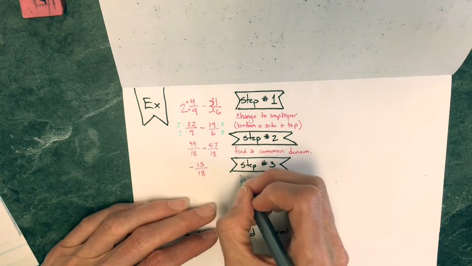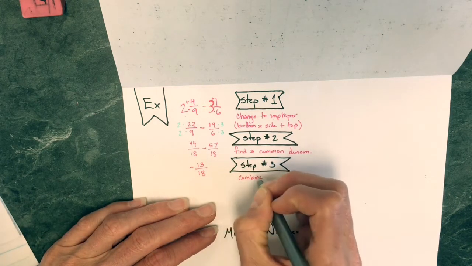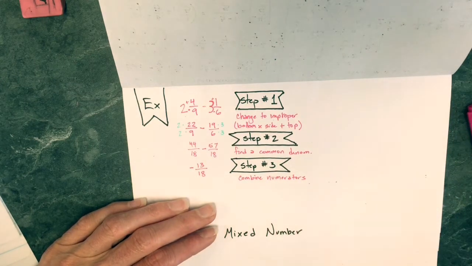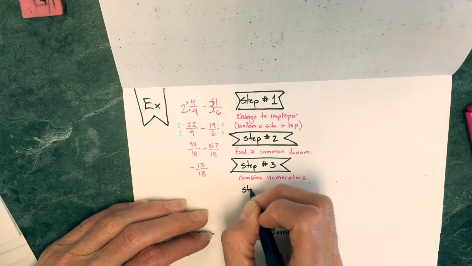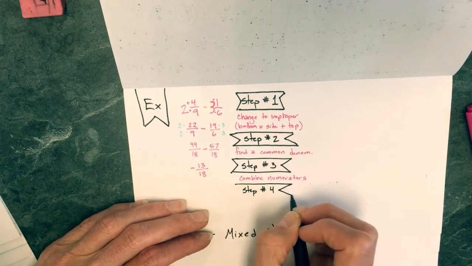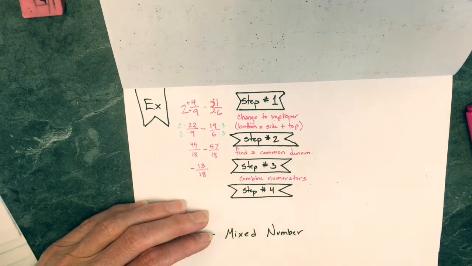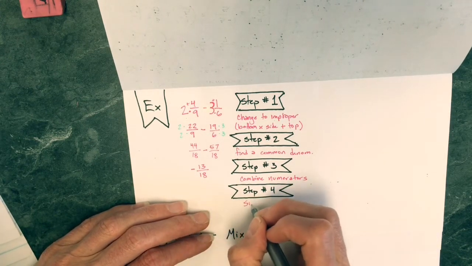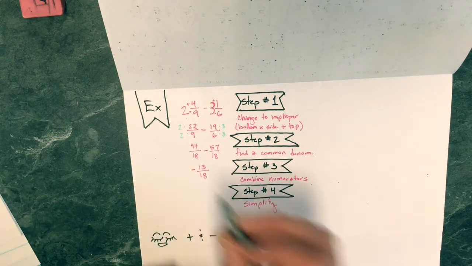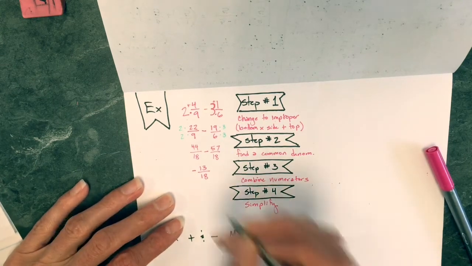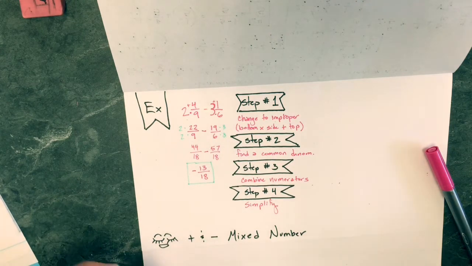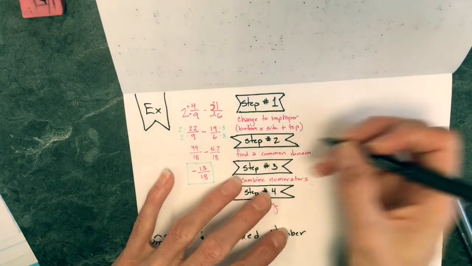So for step 3, I combined the numerators. Now in this one, we didn't have to simplify, but step number 4, I just want you to keep in mind that there could be some simplifying. So always check. Do you need to simplify it? And in this case, we do not. Our final answer is negative 13/18. Okay, so I want you to try a couple.